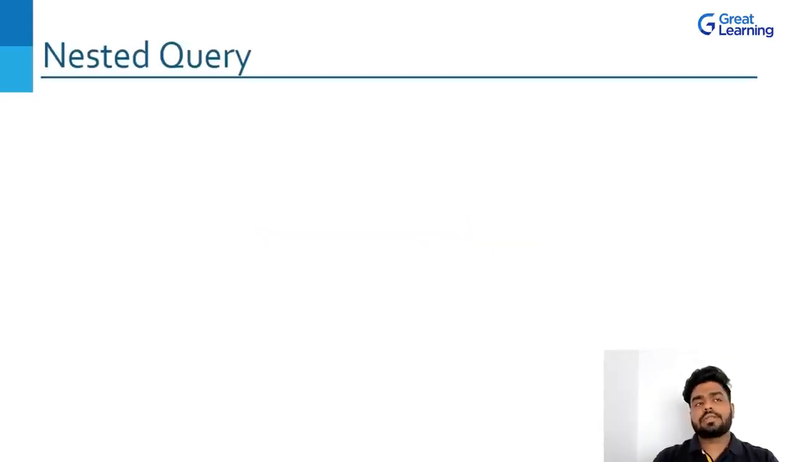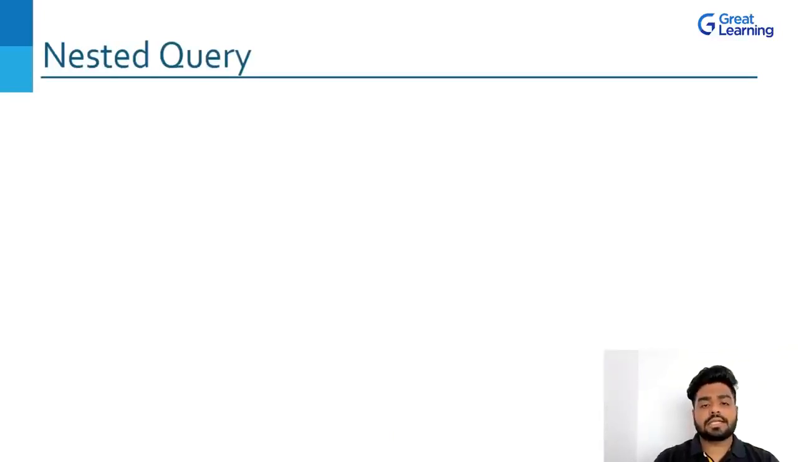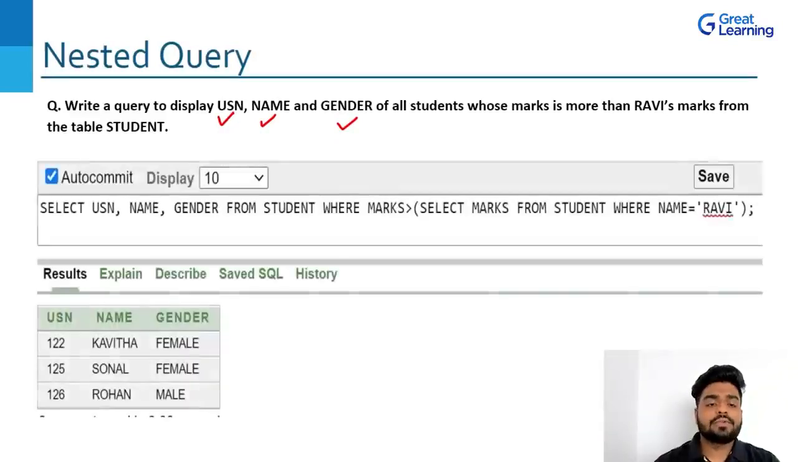Obviously, nested query means a query inside a query, but let's understand with an example what it means. We have this table, which we remember from the starting, and we need the USN, name and gender of all students whose marks are more than Ravi's marks from the table student. So we need to compare with Ravi's marks and then display. Okay, so select USN, name, gender from student where marks is greater than, select marks from student where name equal to Ravi. Now what is this?